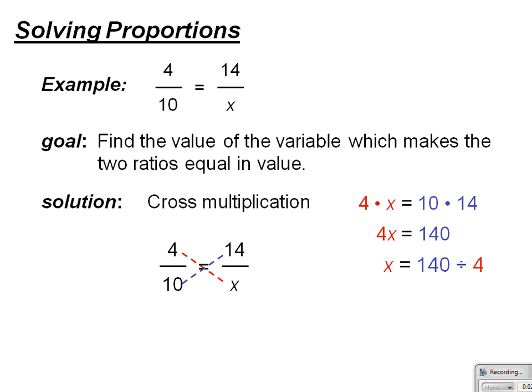Then we just solve this equation by dividing both sides by 4. x equals 140 divided by 4. x equals 35.